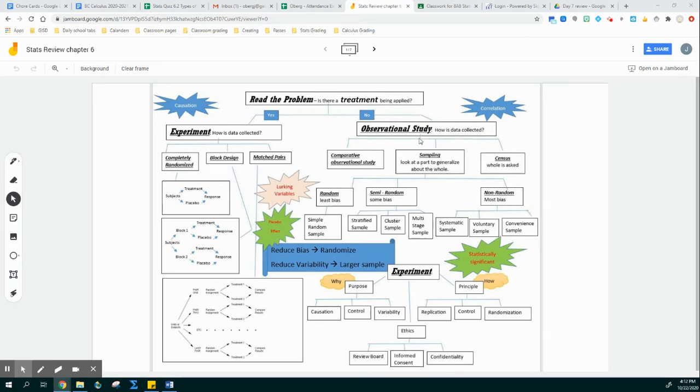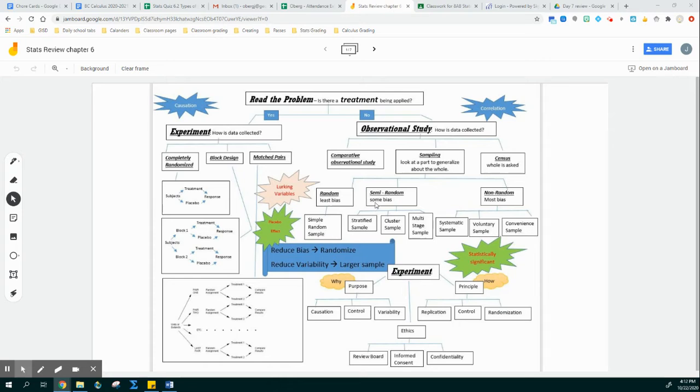In the observational study world, this was chapter 5 that we did last 9 weeks. We could either have a comparative observational study, we could be sampling, or we could be doing a census. Sampling is when we look at part to generalize the whole, and there were 3 types: random, semi-random, and non-random. The random had the least bias, and the non-random had the most bias. There was only one kind of random sampling, and that was the simple random sample.